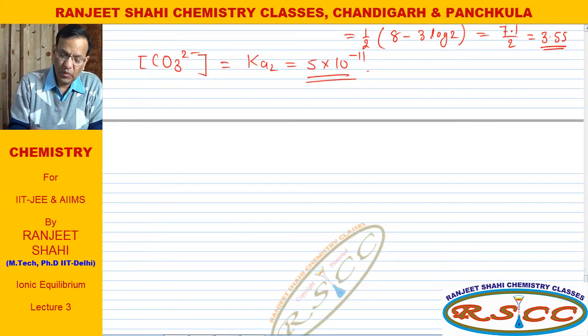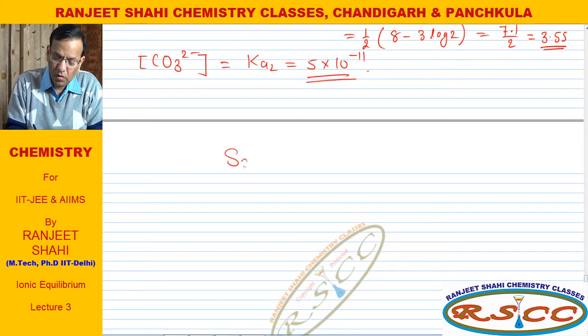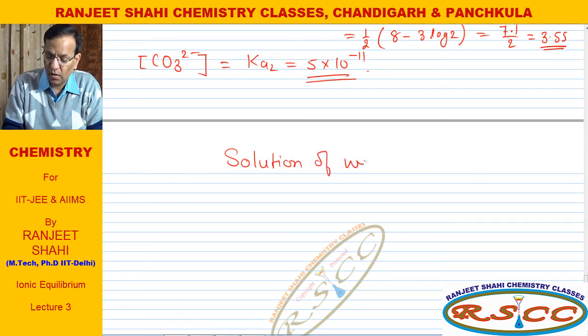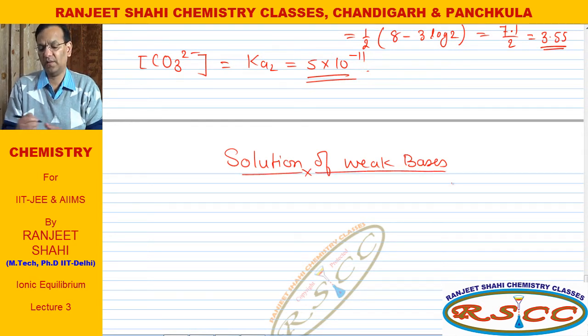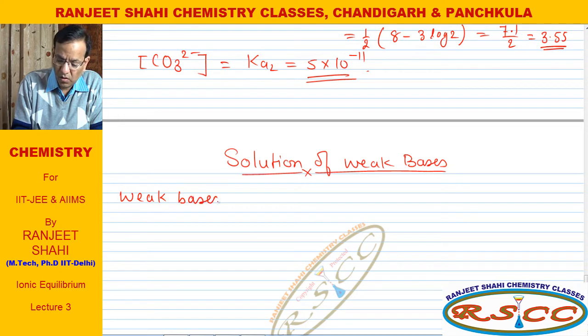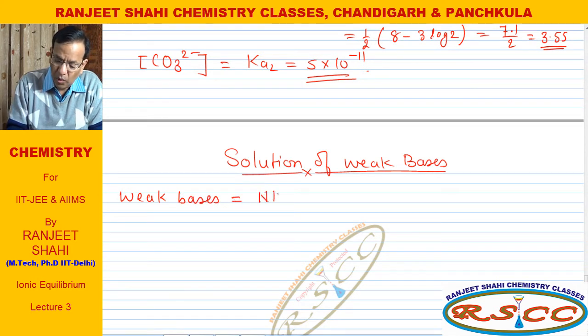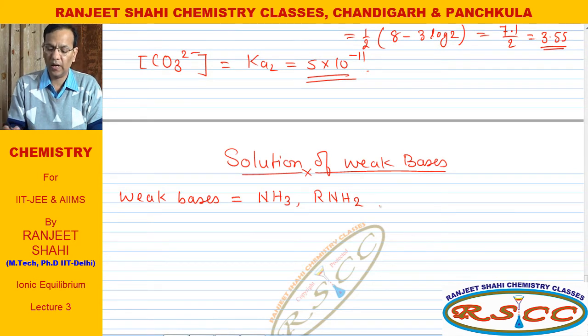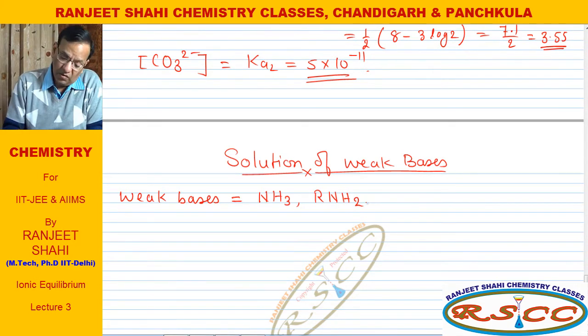Next we move to solution of weak bases. Weak bases are ammonia and all amines. They are the common weak bases we encounter in ionic equilibrium. Ammonia and the amines.